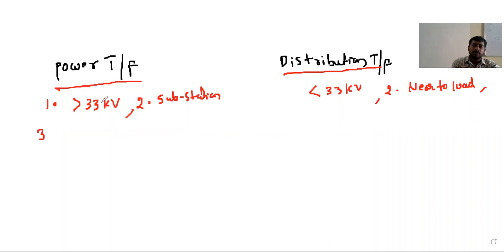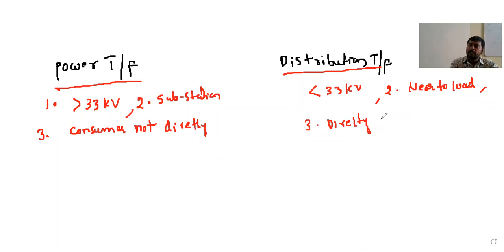And the third one is, for the power transformer, consumers are not directly connected. Here, consumers are directly connected, nothing but home appliances. That distribution transformer supply is directly connected to the homes, nothing but loads are directly connected to the distribution transformers.